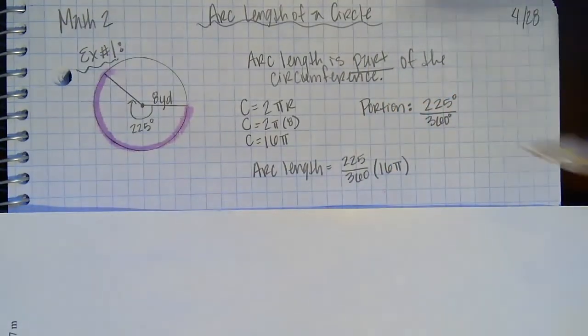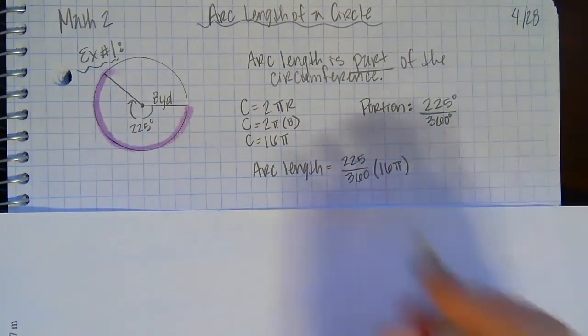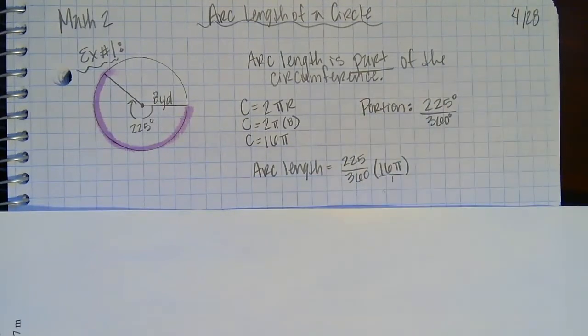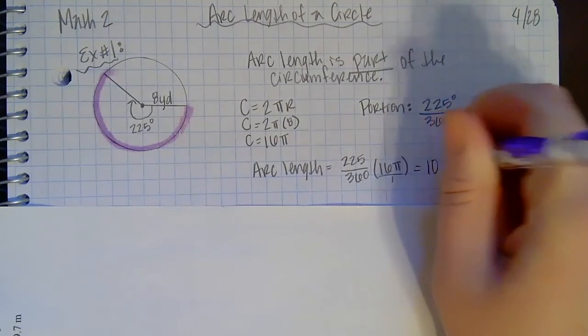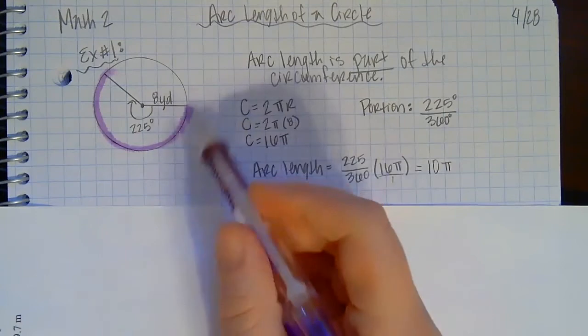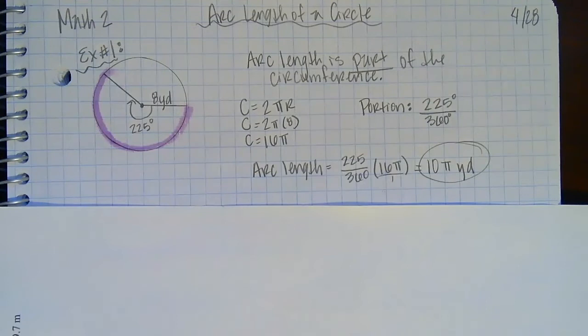Now there's lots of things you can do here. You can simplify and then multiply. It's kind of up to you. Or you can multiply across, making this a 1, and then simplify after. That's your choice, okay? So if I do 225 times 16, don't include the pi, and then divide by 360, you end up getting that the arc length is 10 pi. Don't forget your units. Remember, since this is circumference, that's just distance. So it's just going to be yards.